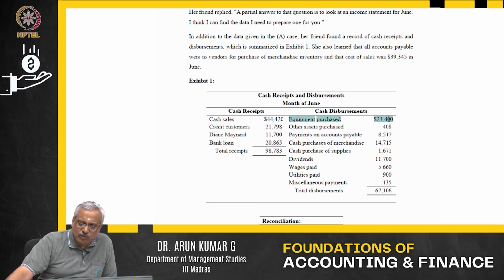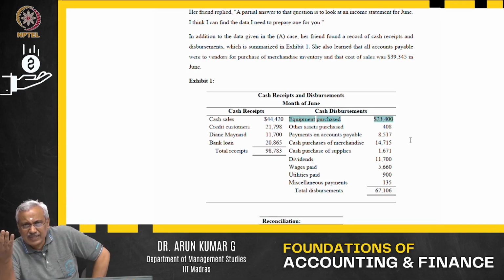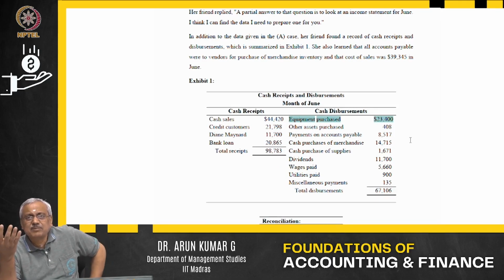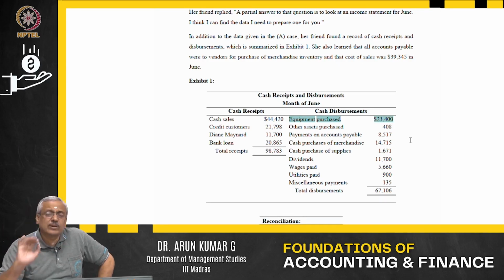Equipment purchase, cash outflow. What is equipment purchase? Equipment purchase is a capital expenditure. Money has gone out to purchase an asset, so we are not even worried about taking it in the P&L, so I will not worry about it.